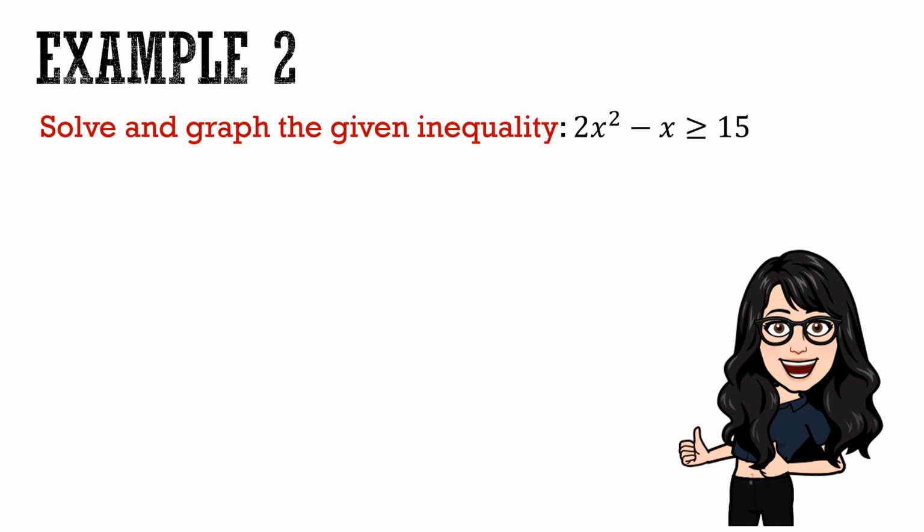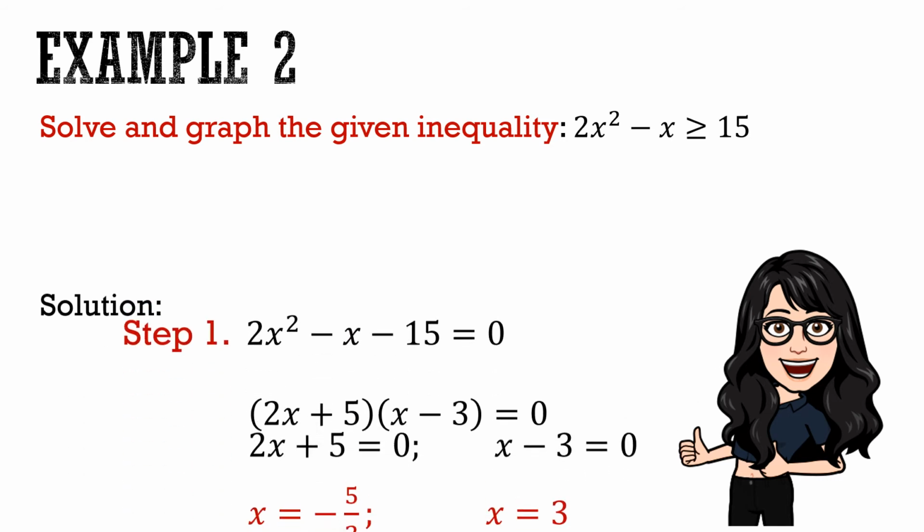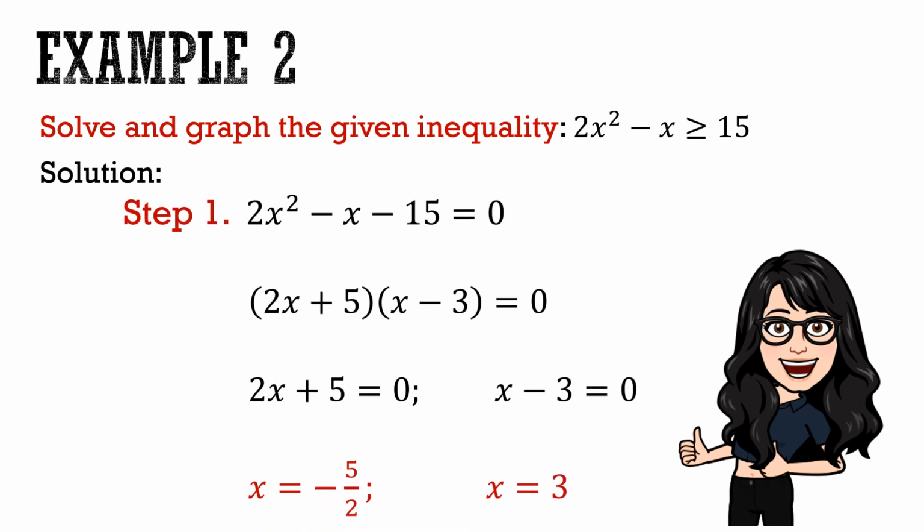Example number 2. Solve and graph the given inequality. 2x squared minus x is greater than or equal to 15. Solution. Transform the inequality into a quadratic equation. 2x squared minus x minus 15 equals 0. Factor the equation. The quantity 2x plus 5 times the quantity x minus 3 equals 0.